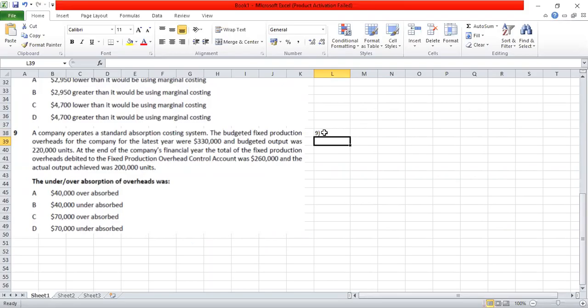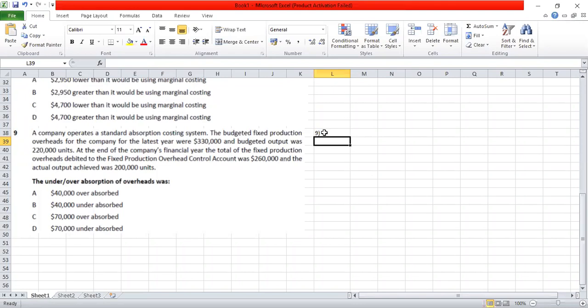First, let us understand the concept of the treatment of the ending inventory under absorption costing and under marginal costing. So one more question, let's look into that. Then we'll see what it is.